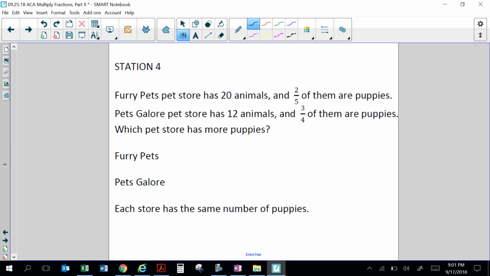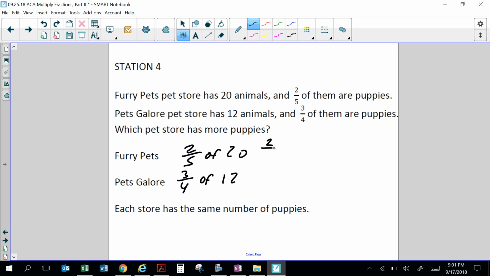Station 4. Furry Pets store had 20 animals. 2/5 of them are puppies. So 2/5 of Furry Pets are puppies. Pets Galore had 12 animals. 3/4 of the 12 animals are puppies. Which store has more puppies?